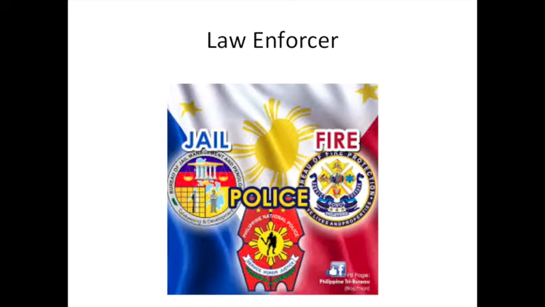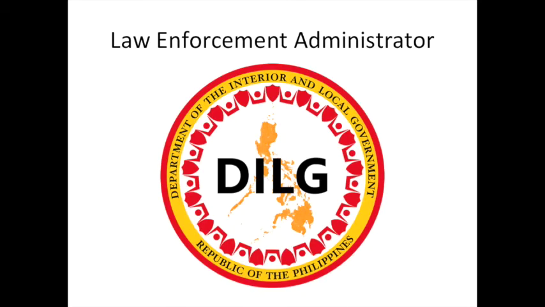Or you can also be a law enforcer in which you enforce the law. So there are three to choose from. First is you can be a jail officer or a fire officer or a police officer. Another profession is the law enforcement administrator, in which you will be under the Department of the Interior and Local Government or DILG, in which you oversee and ensure that the vision and mission of the organization is met.